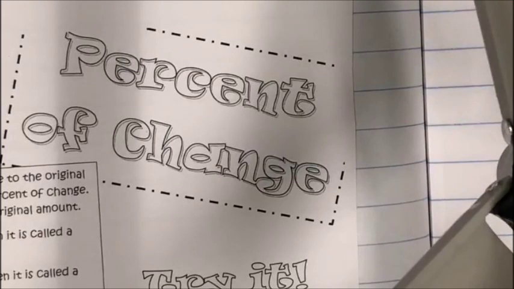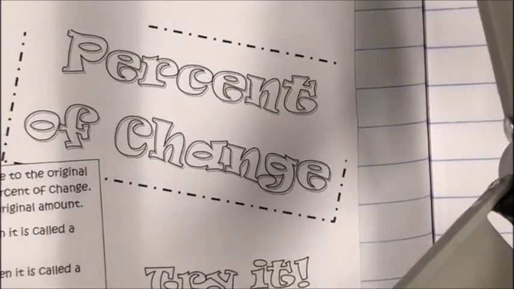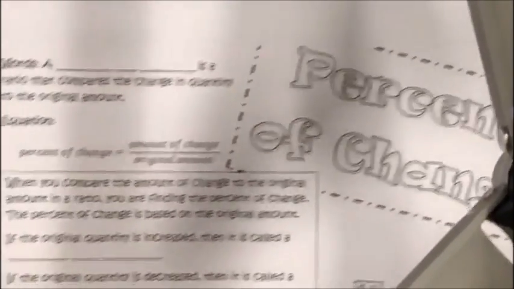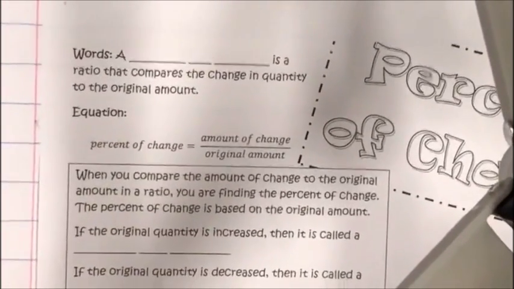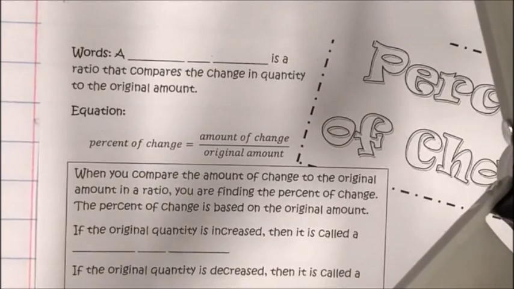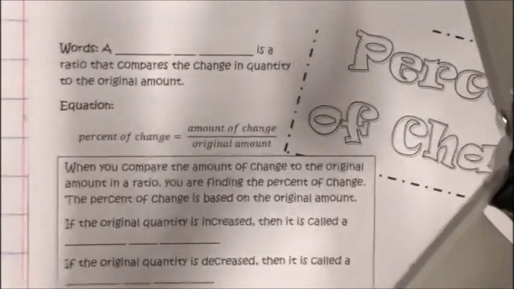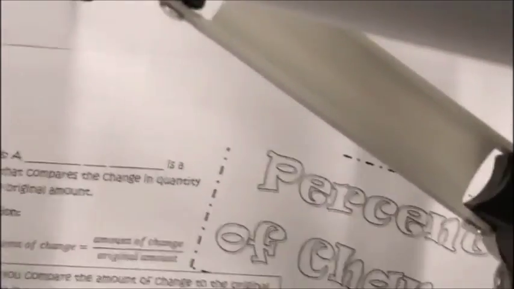This is Chapter 2, Lesson 5, Percent of Change. Okay, so we're on page 38. Over at the top left-hand corner, it says words. A blank, blank, blank is a ratio that compares the change in quantity to the original amount. So in those three blanks, you're going to write percent of change.